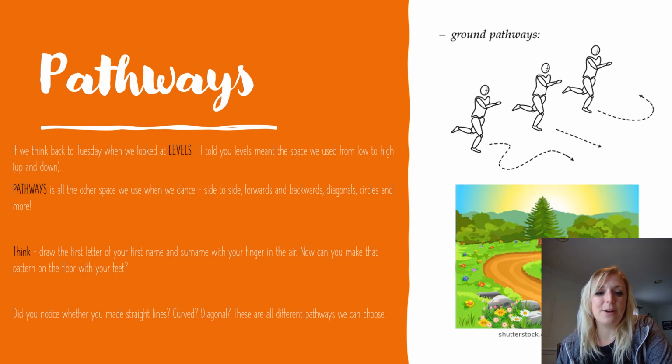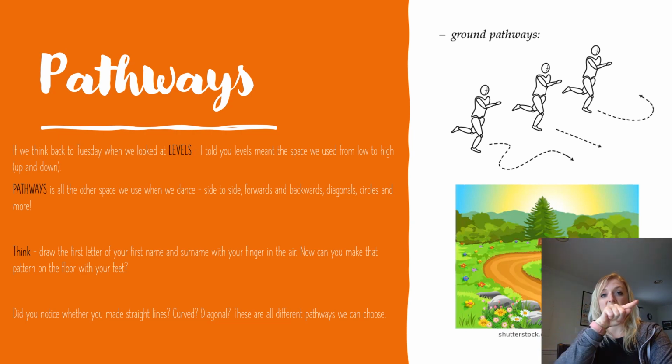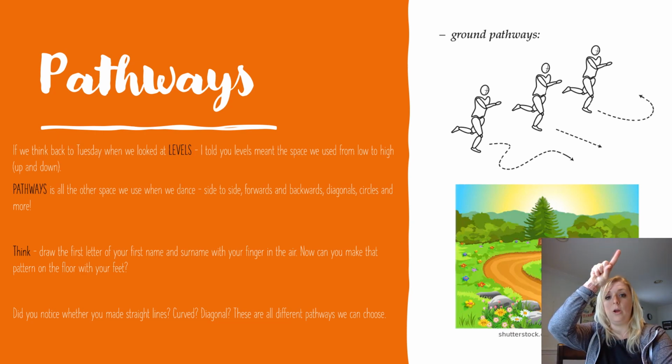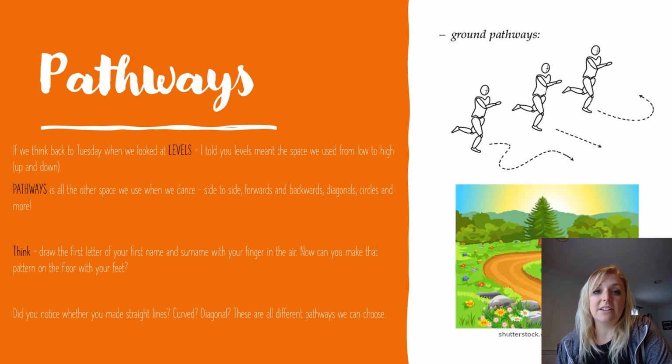Did you notice whether you made straight lines, curved, diagonal lines? So let's think, if my first letter was A, I have to do a diagonal, another diagonal, and then a straight across the middle. And B, or B for Bates, is a straight line, one curve, and another curve. So these are all different pathways we can choose. It's not always just traveling in a straight line. We can change the way we move around too.